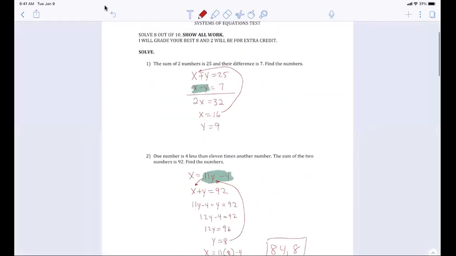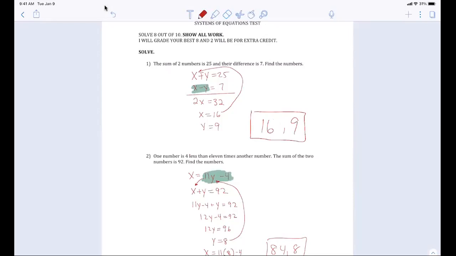The two numbers up here, we should go ahead and make sure: 9 and 16. It doesn't matter if one of them is x or if they're flipped, right? Yeah, it doesn't matter. All right.